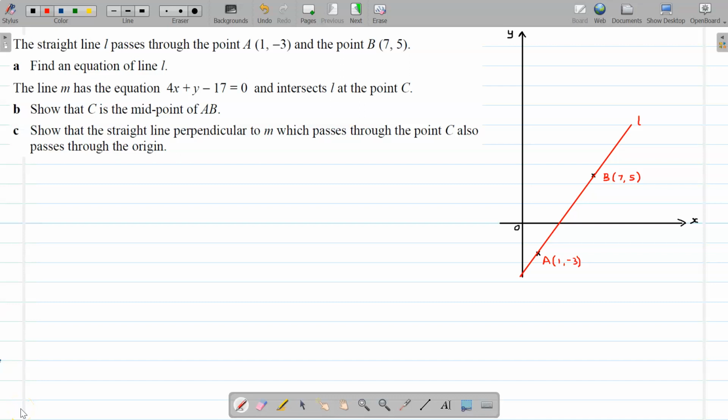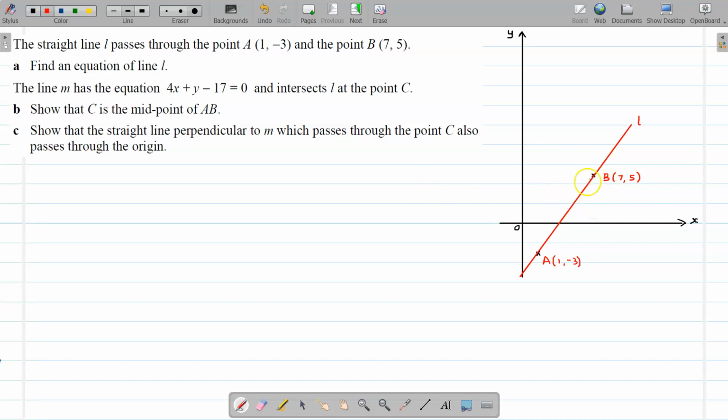Okay, welcome to this three-part question on linear graphs. So we've got a bit of everything in this question. We're starting with 2 points A and B, and we're given that a line L goes through those 2 points. And we've got to find an equation for that line. So let's do that first.